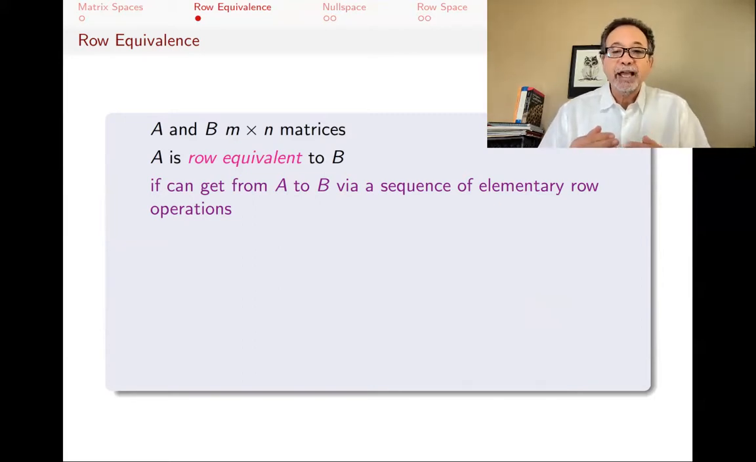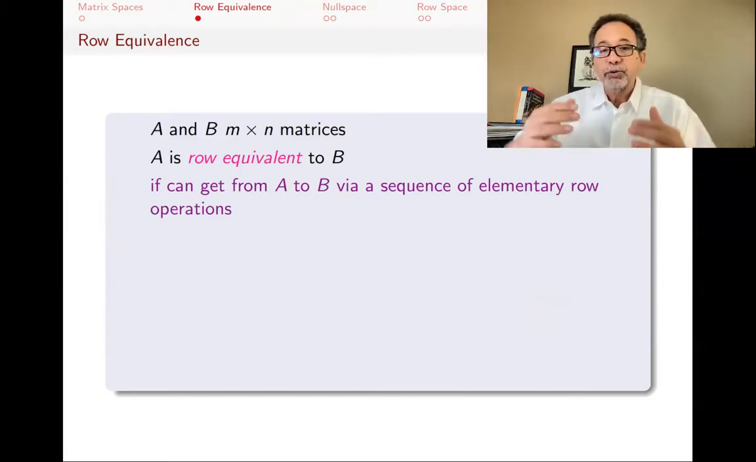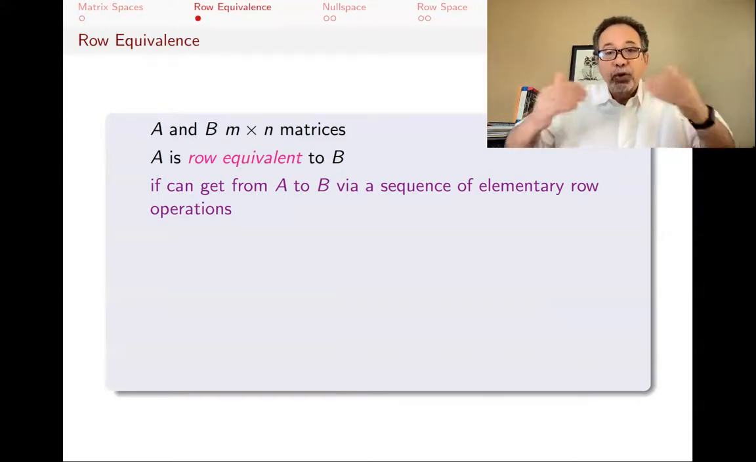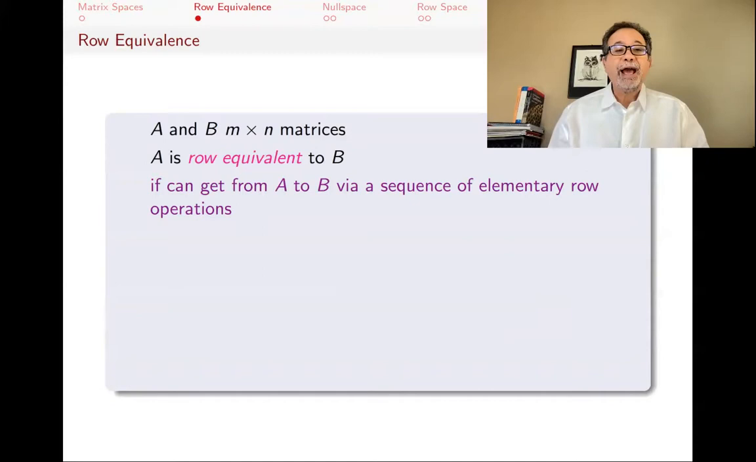And if you can start with A, do various kinds of elementary row operations and get yourself to B, we say A and B are row equivalent. The subject of this lecture is to see, if you do those elementary row operations, what happens to row space, column space, and null space. And we will get to that momentarily.